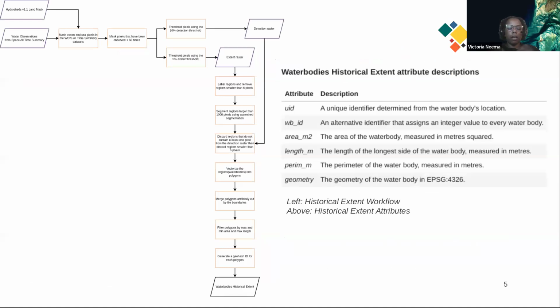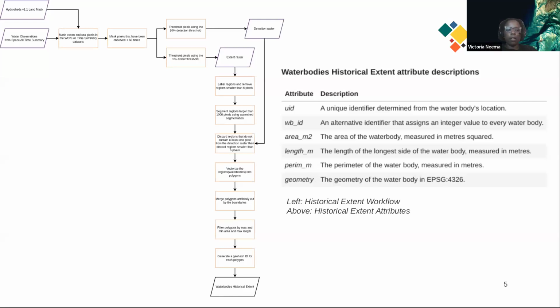On screen is just a brief diagram on how we go about deriving the water bodies historical extent. As you can see, the boundary of the extent that we have covered is defined by the Hydrosheds version 1.1 landmask. This is specifically to prevent including ocean polygons in our historical extent. So it's completely just for inland water bodies.